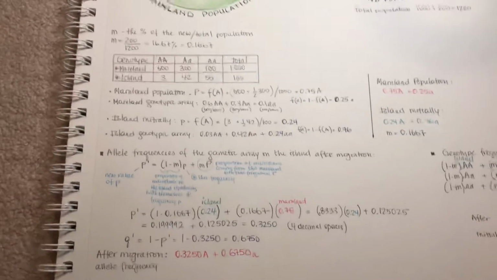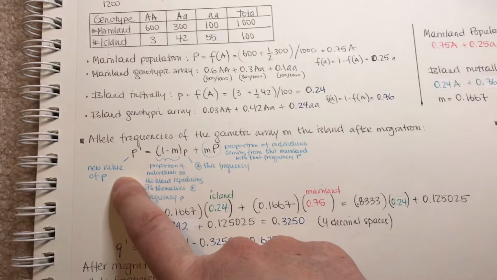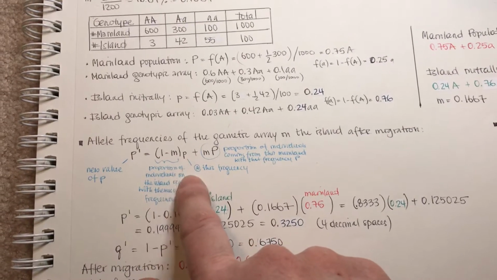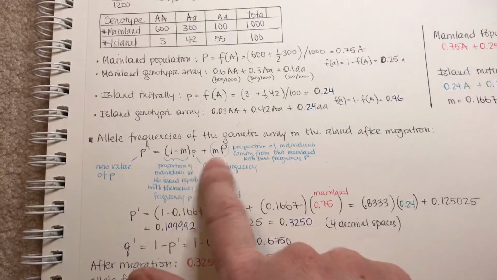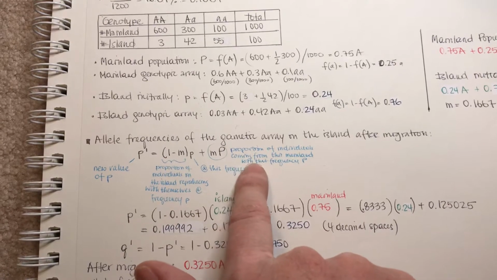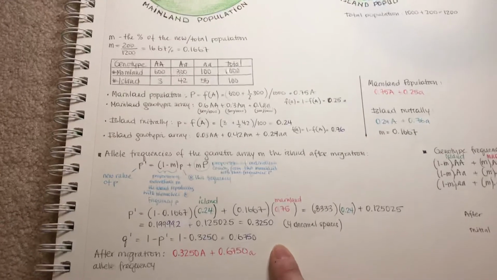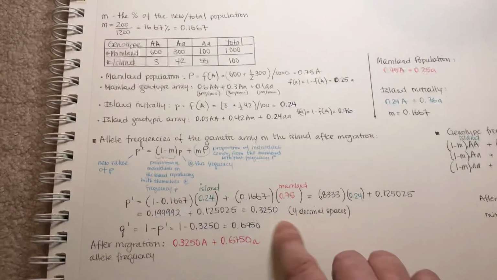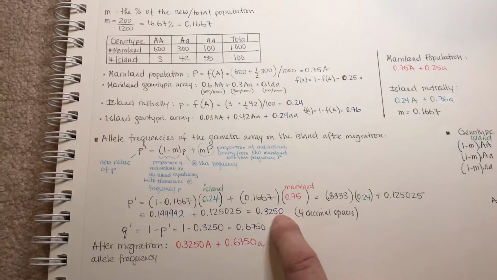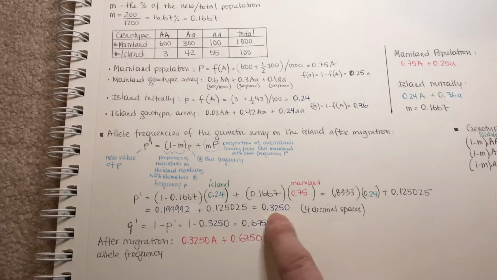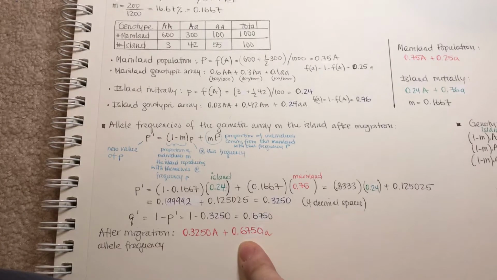Now, to find the frequencies after migration, we need this formula. The p here is the new value of the population. 1 minus m is the proportion of individuals on the island reproducing with themselves, times this frequency, plus the proportion of individuals that came from the mainland at this frequency. Once we plug in the numbers that we previously calculated, we find that the new allele frequency for the dominant is this. The recessive will be 1 minus that, and it's this number. So these are the new allele frequencies after migration.